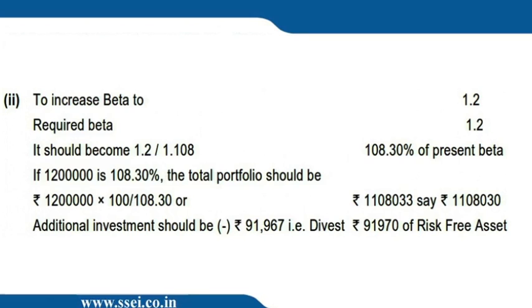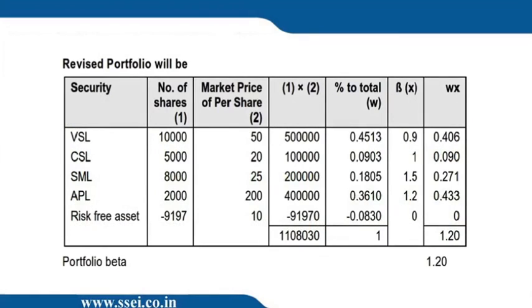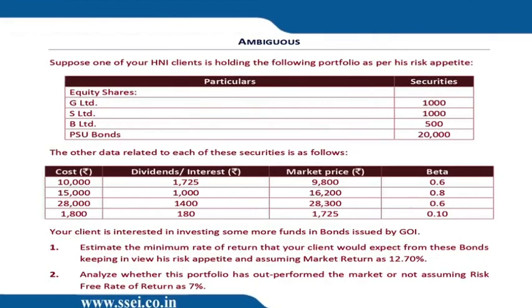And obviously once again they have a table for it. They have shown the revised portfolio. VSL, CSL, SML, APL. Risk-free asset, it was 91970. So they have taken minus 9197 at the rate of 10. And they proved that we got a beta of 1.2. So that is the answer. Perfect. Thank you. Okay, let's come to question number 9.